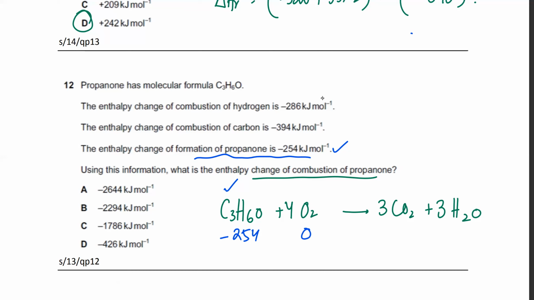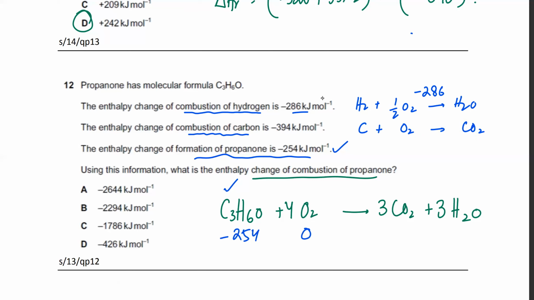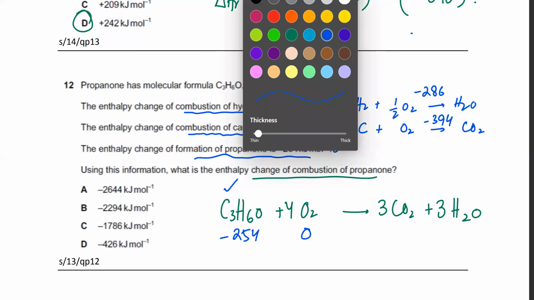But instead, he gave us the combustion values of hydrogen. So 1 mole of hydrogen burns in excess oxygen to produce H2O. He gave us this value. This is minus 286. And he gave us the combustion of carbon as well. So 1 mole of carbon would burn in excess oxygen to produce carbon dioxide. And he gave us this value. This was minus 394.